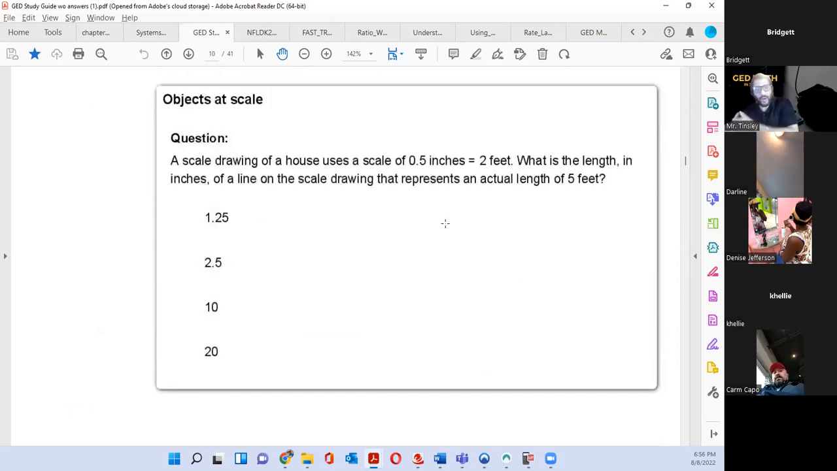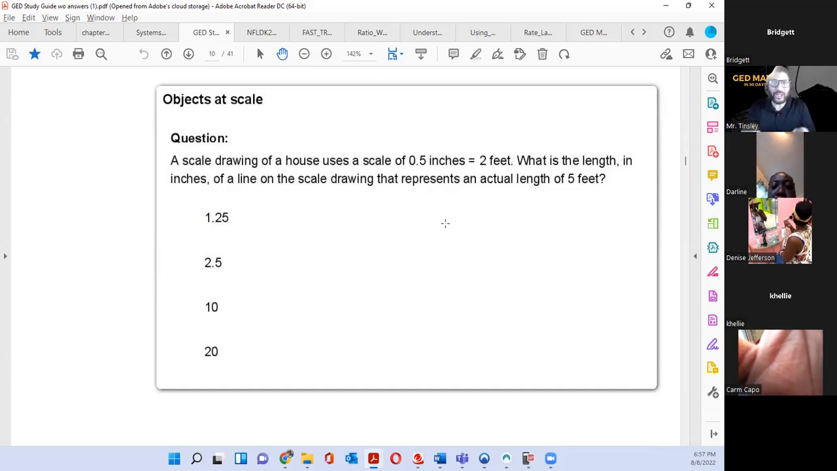This is another proportion. So let's look at this question. A scale drawing of a house uses a scale of 0.5 inches equal 2 feet. What is the length in inches of a line on the scale drawing that represents an actual length of 5 feet? What is the ratio that they're giving us?